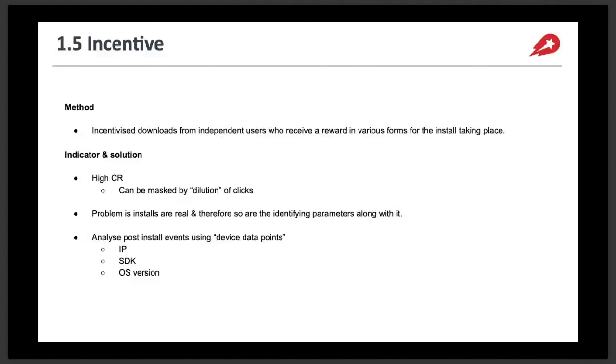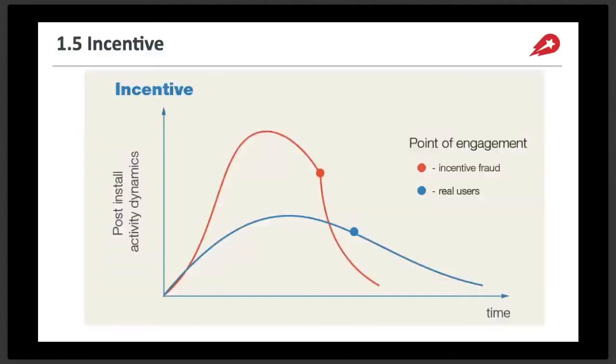How can you spot it? Obviously, very high conversion rate. Could be diluted by additional clicks, but most don't bother. And obviously everything apart from that will look real, so it's pretty hard to identify. You've got to choose. It's up to you whether you want to go for these kind of things or not. That will be a simple graph looking at incentivized installs: a lot of installs, but no post-install activity.